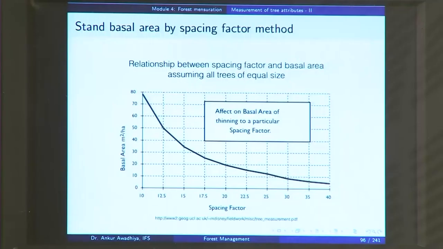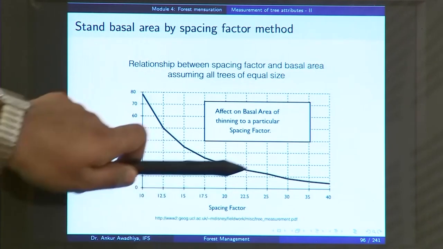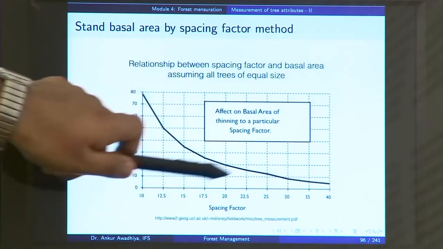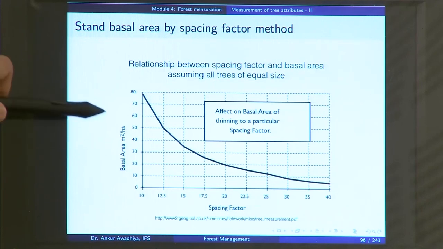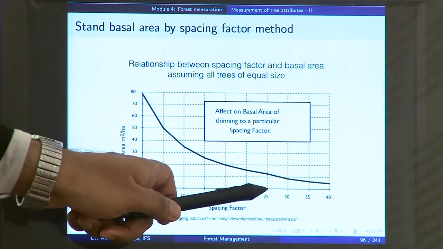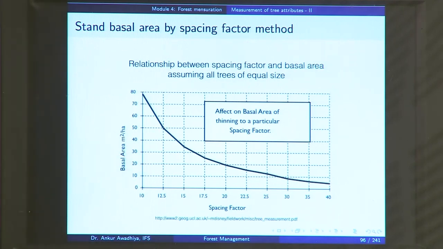So, if you are able to measure the DBH of a few trees in your sample plot, and if you are able to measure the average distance between the trees, you will get the spacing factor. And then once you know the spacing factor, in this case 25, you can make use of this curve to find out the basal area per hectare. So, at 25, this one will be roughly around 12 or 13. So, you can find out the stand basal area using this spacing factor method.